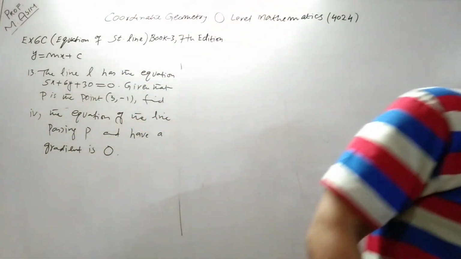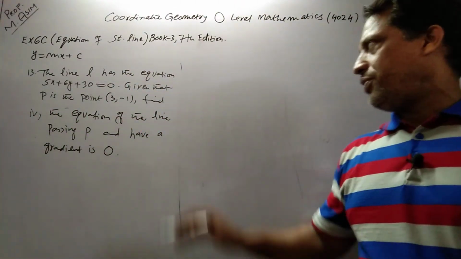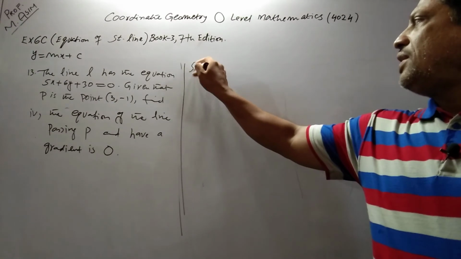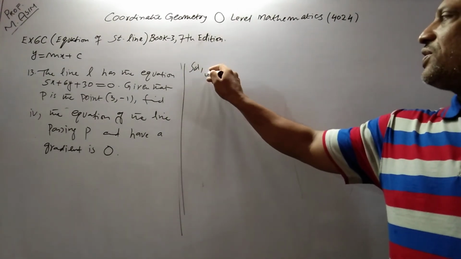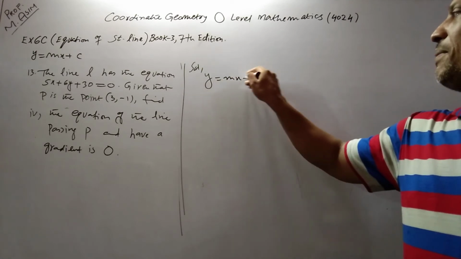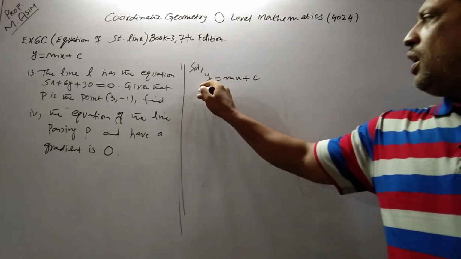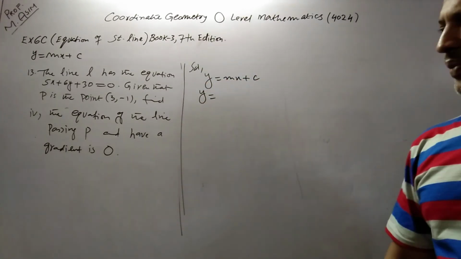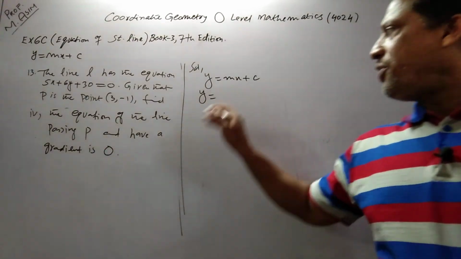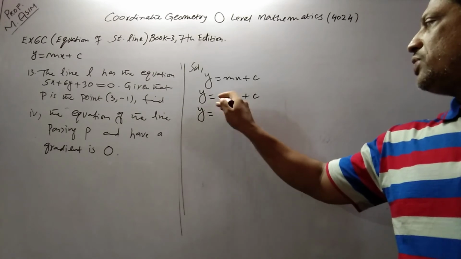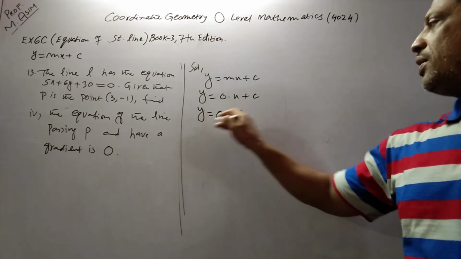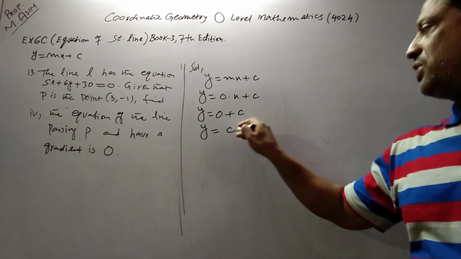In this question, the value of the gradient is 0, given. Very easy. Solution: the standard equation is y equals mx plus c. The value of the gradient is 0, so y equals 0 into x plus c. 0 into x is 0, plus c. So y equals c.